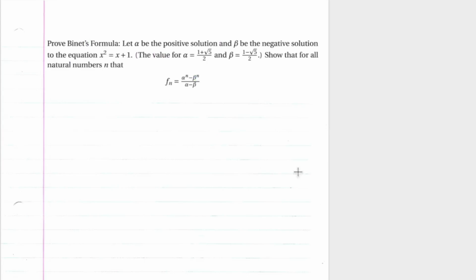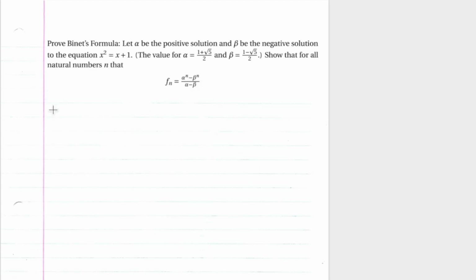Right, so we're going to prove Binet's formula. We're going to let alpha be the positive solution and beta be the negative solution to the equation x squared is equal to x plus 1. You could solve for these to get the value of alpha is (1 plus the square root of 5) over 2, and beta is equal to (1 minus the square root of 5) over 2. We want to show that for all natural numbers n, the nth Fibonacci number is equal to (alpha to the n minus beta to the n) over (alpha minus beta).